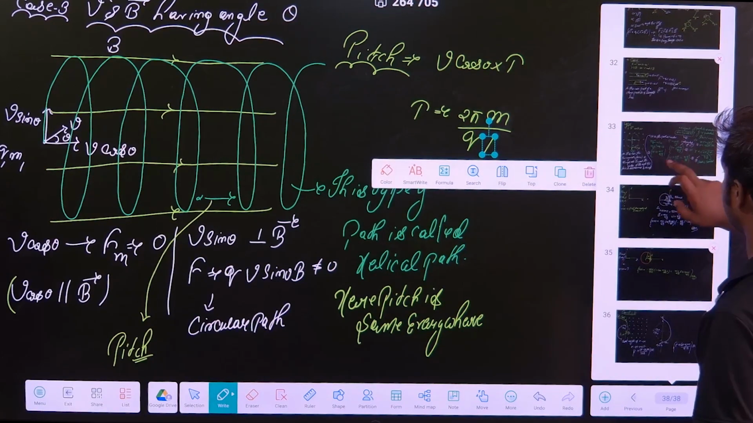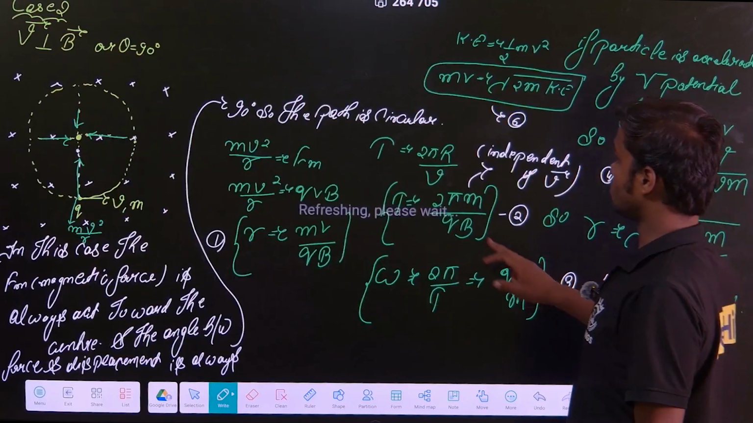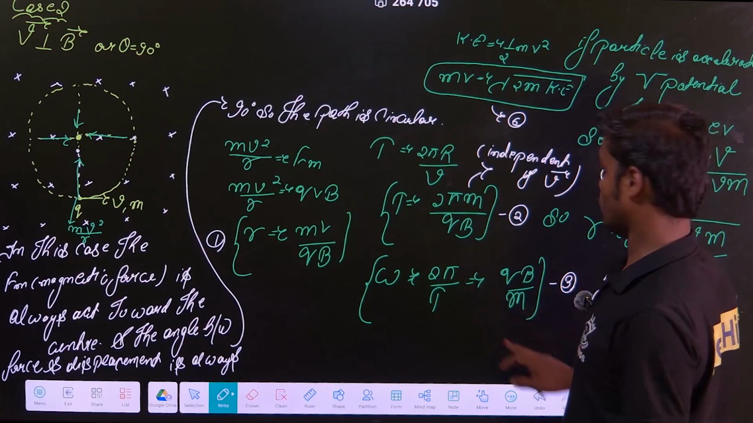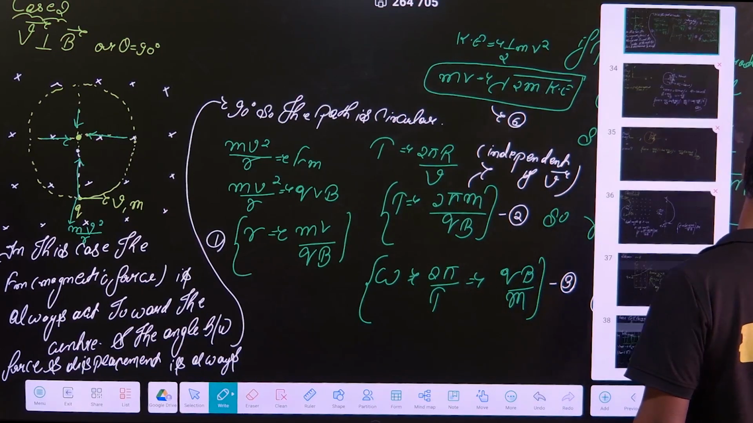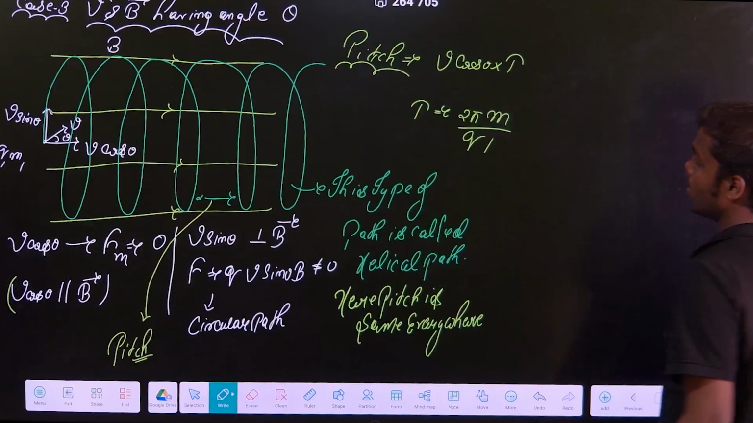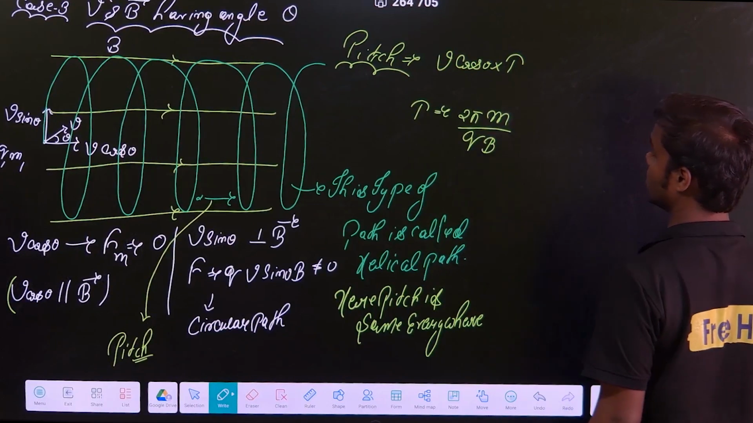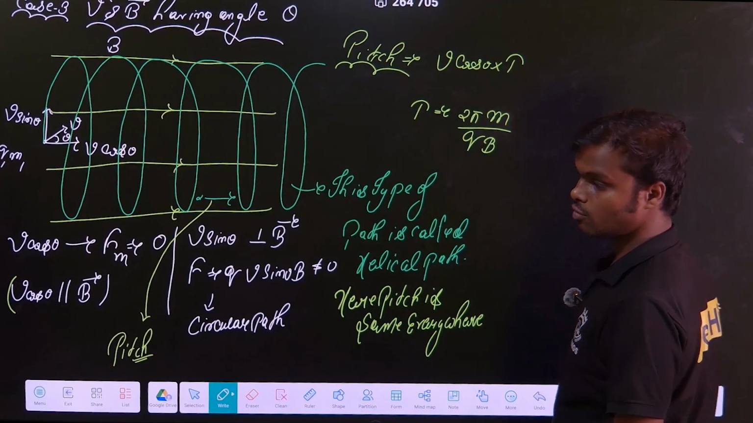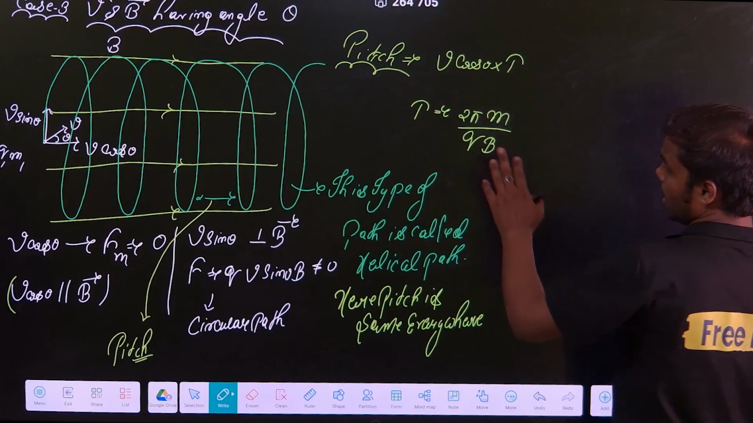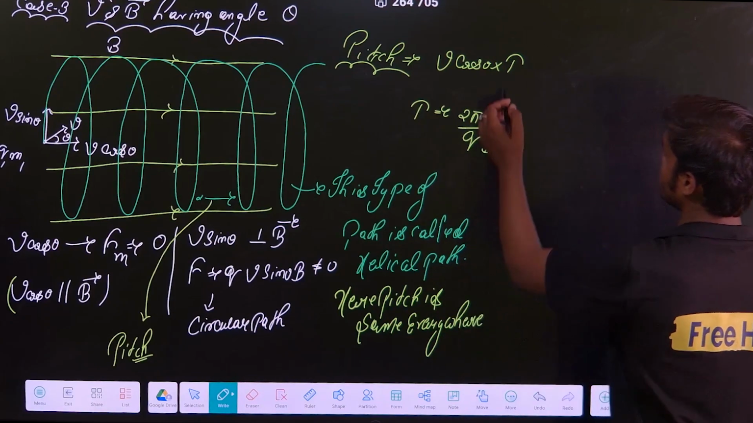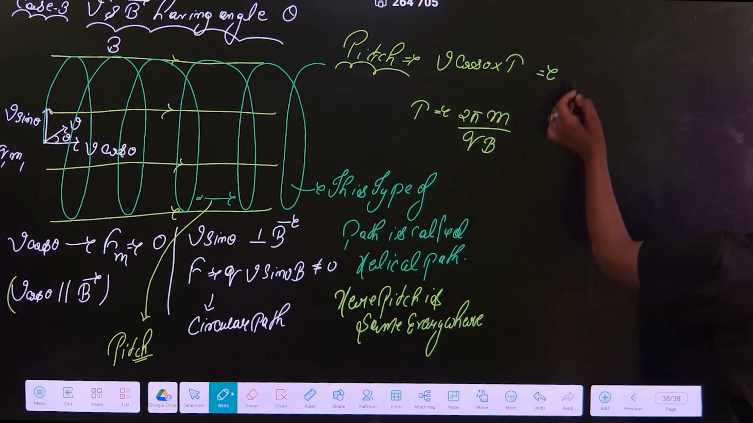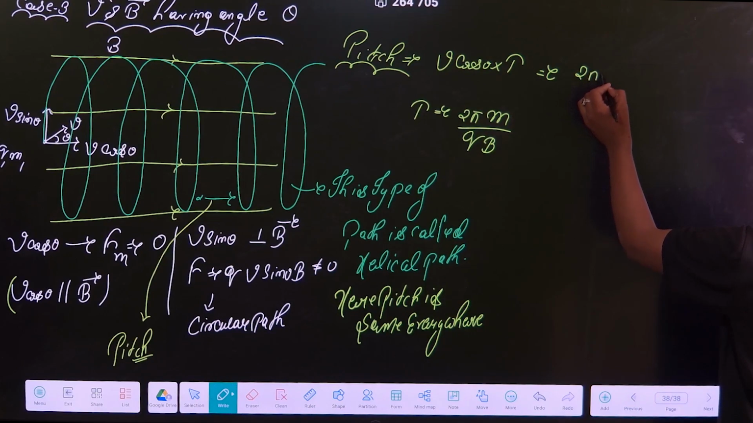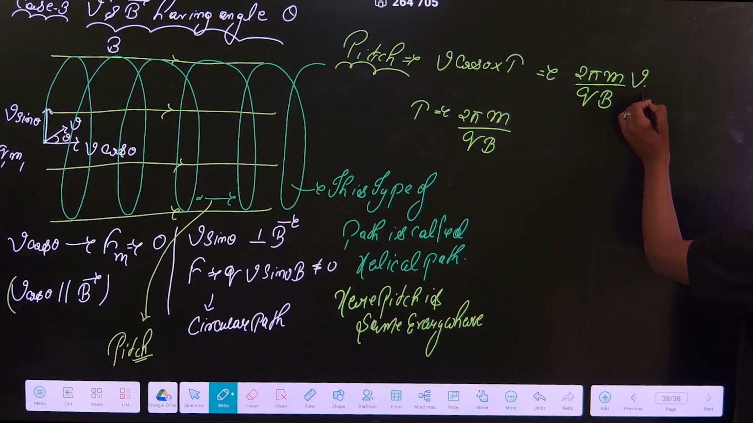If you remember my lecture, the time period is going to be independent of the velocity. So just use that value here, correct? Time period is equal to 2 pi m divided by qB, and you just put this value in this case. So what is the value you will get? Pitch is defined as 2 pi m divided by qB into v parallel.